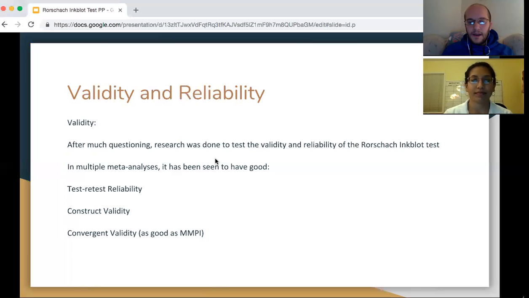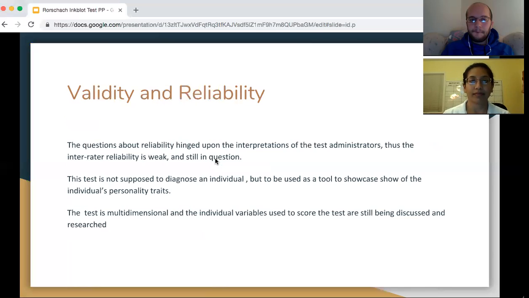And another assessment tool that researchers or psychologists use is the MMPI. So the convergent validity of the Inkblot test turned out to be just as good as that test. So the questions about reliability really hinge upon the interpretations of the test administrator. Thus, the inter-rater reliability is weak and still being researched.